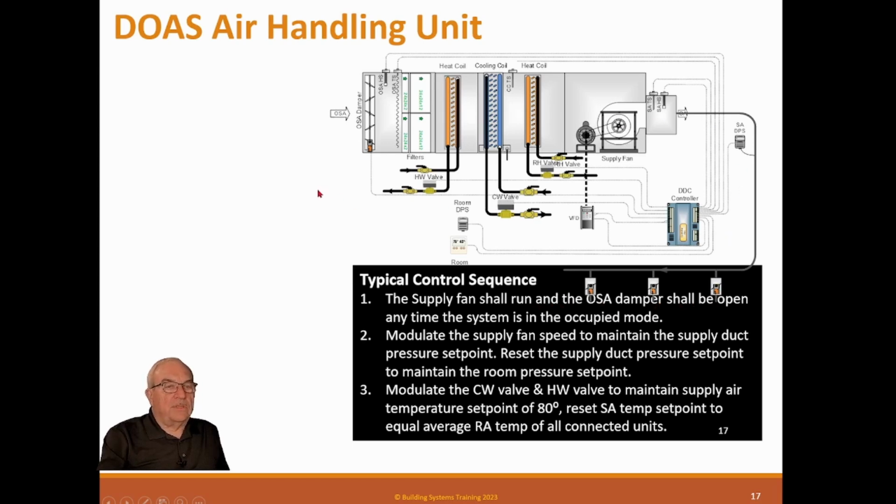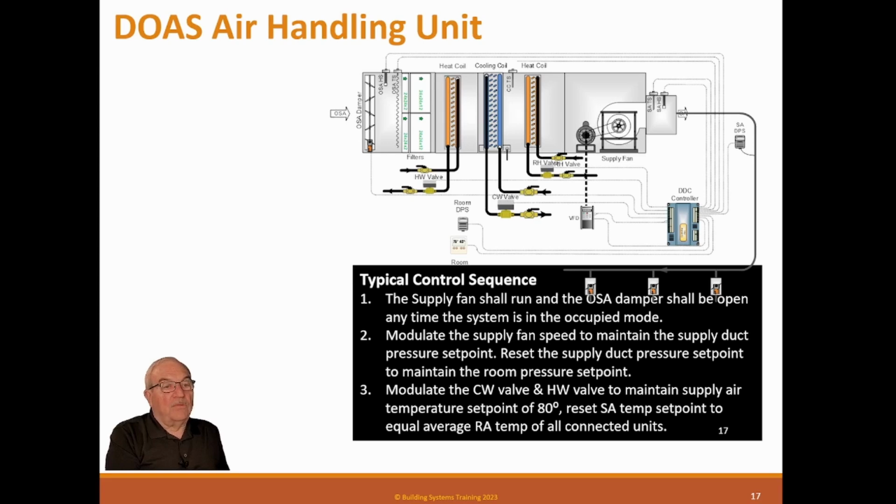So the sequence is, the supply fan shall run and the outside air damper shall be open anytime the system is in the occupied mode. Modulate the supply fan speed to maintain the supply duct pressure set point. Reset the supply duct pressure set point to maintain a room pressure set point. So remember, this system is actually pressurizing the space.